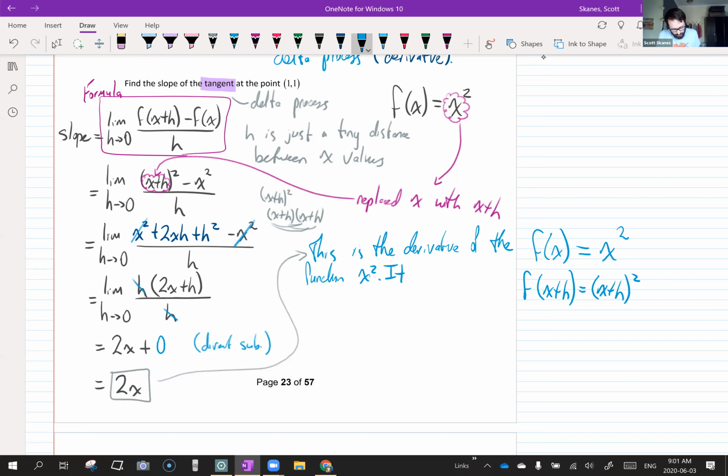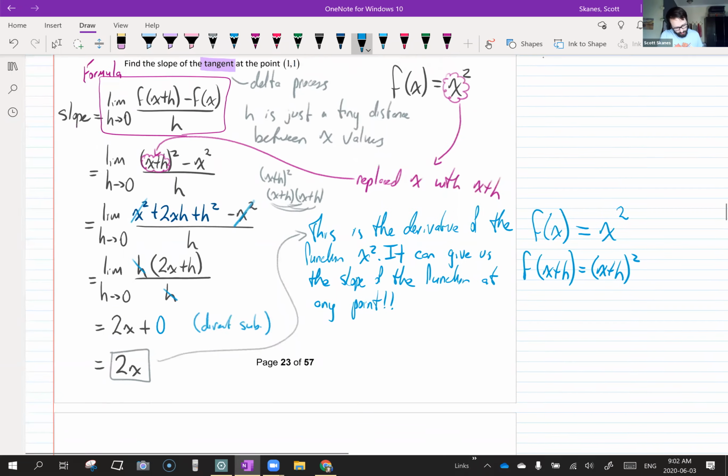It's the derivative of that function. What that means, it can give us the slope of the function at any point, which is absolutely massive. That is a huge, huge, huge consequence. All right. That function 2x, we put any x value in there, it'll give us the slope of the original graph at that point. So let me show you what I mean.